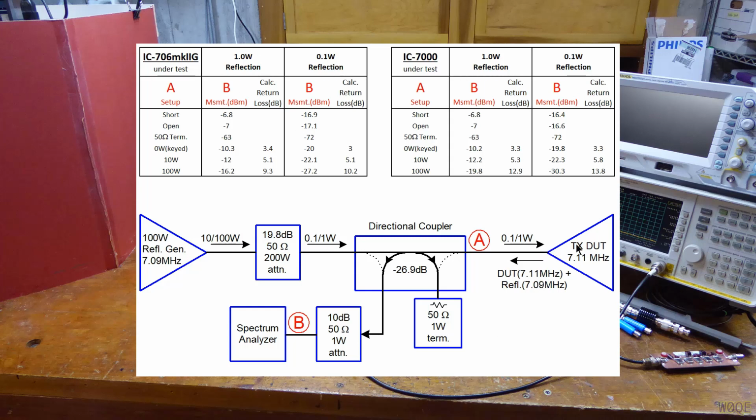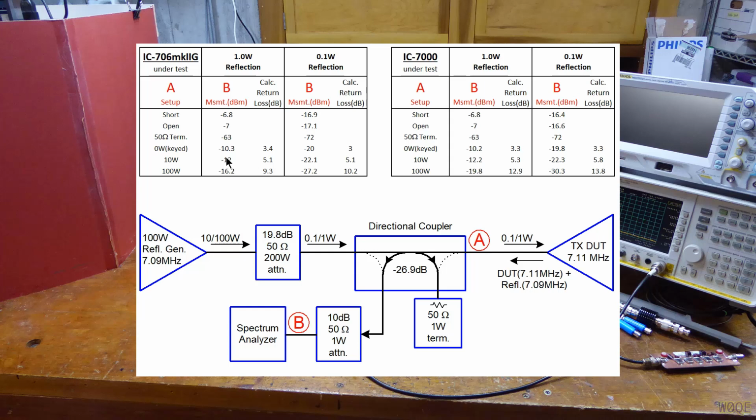Then I also keyed up the transmitter with no RF power, and I ran 10 watts and I ran 100 watts. So this line right here represents 10 watts at the transmitter under test with 1 watt coming in. That represents something on the order of a 2-to-1 SWR. I also made a measurement for short and open here at point A, so that I knew what a 100% reflection would look like in terms of the signal strength here.